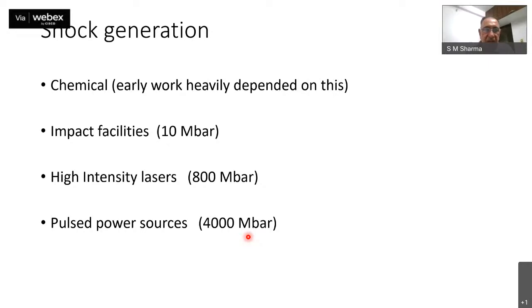So you can see that at that kind of pressure, electrons are ripped off atoms. So you may say the nuclei are floating in a sea of electrons. So that's the other extreme of what can happen to matter under shock compression.